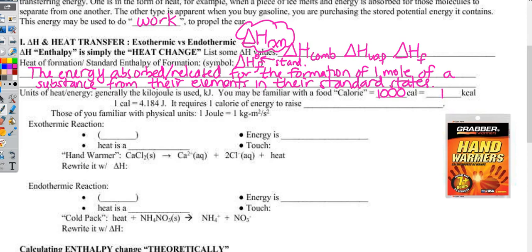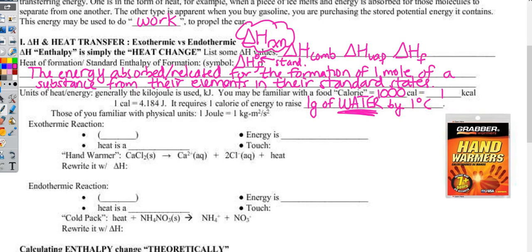Now, what is a calorie? It's 4.184 joules, and we want to make sure that we have this down. I'm not sure if any of you remember this, but it requires 1 calorie of energy to raise the temperature of 1 gram of water by 1 degree Celsius. We're going to talk about how these definitions can be different if it's any substance. If it's water, we call it the calorie.